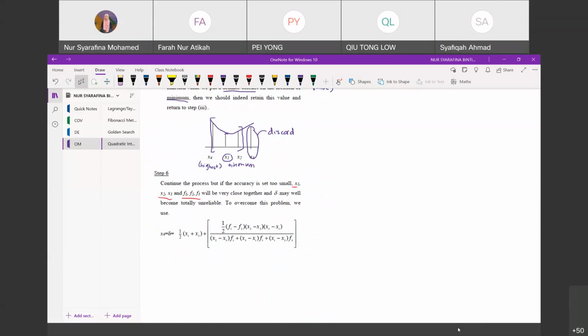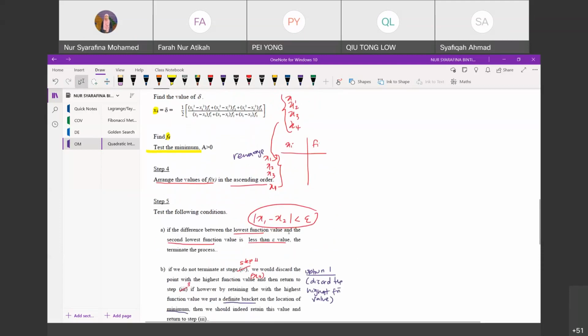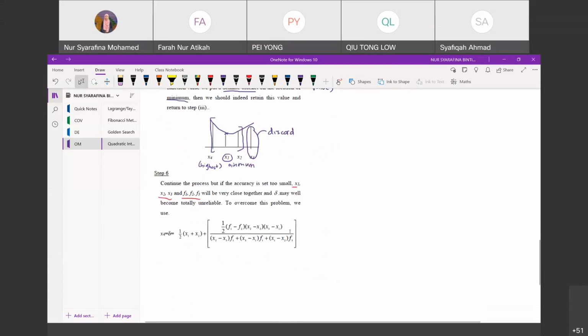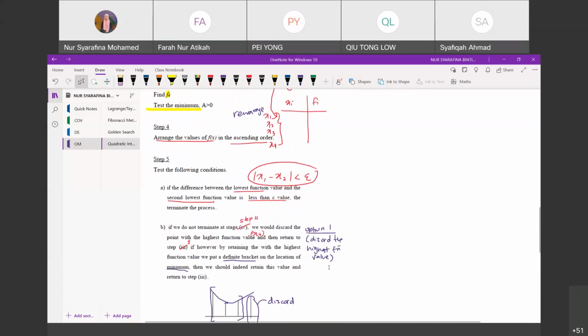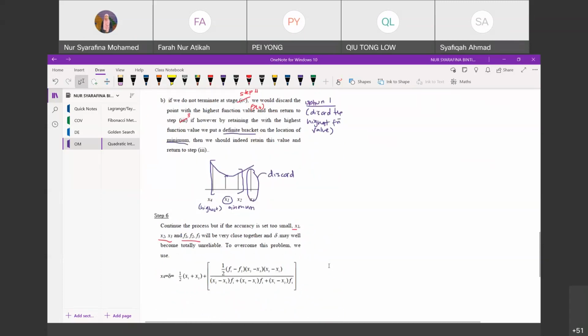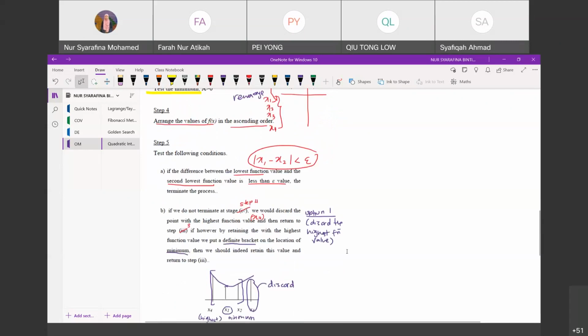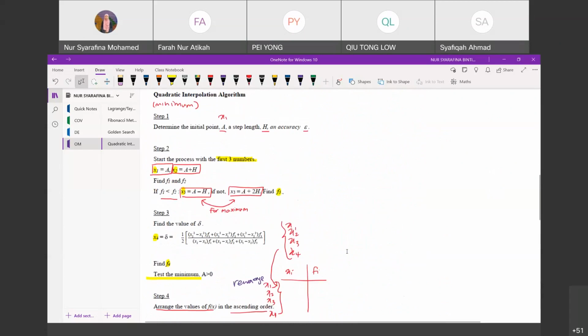If you select a smaller difference between the points, maybe it takes us quite a number of iterations before we reach our optimal solution. Remember, in reaching the optimal solution, we always need to check whether the value of x1 minus x2 is less than epsilon. If they are close, then maybe the difference is not big enough, so we can have quite a number of iterations. Is that clear? So this is the quadratic interpolation method.